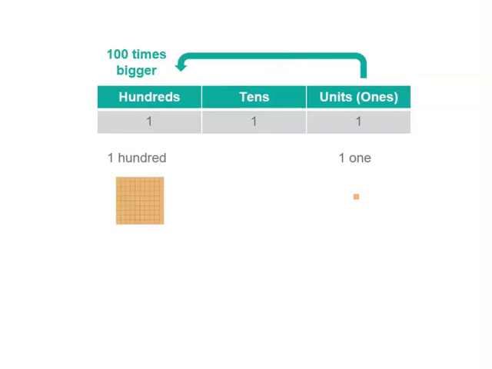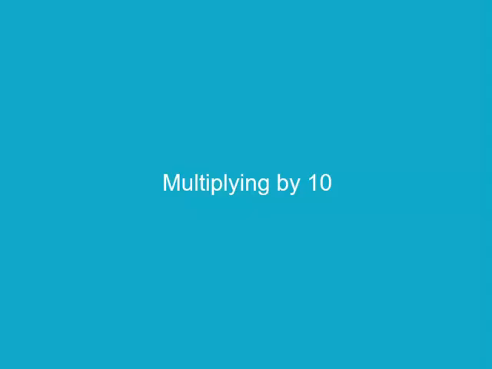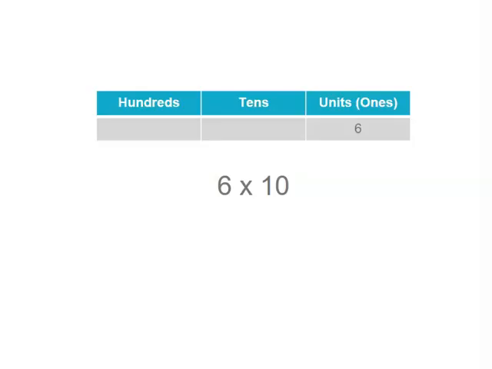Moving two columns to the left is 100 times bigger. One of the hundreds is 100 times bigger than one of the ones. So let's use that information now. Let's multiply by 10 to start with. When we multiply by 10, we move one column to the left.